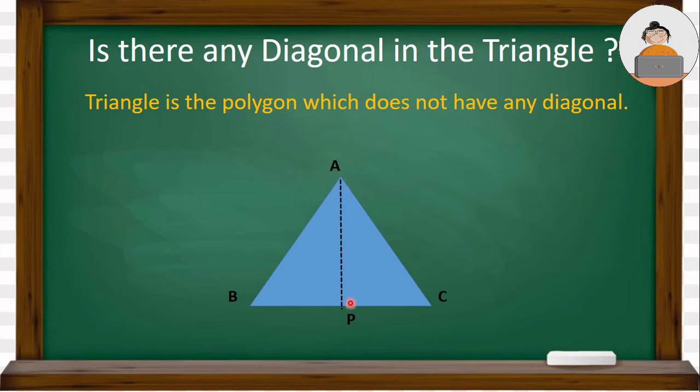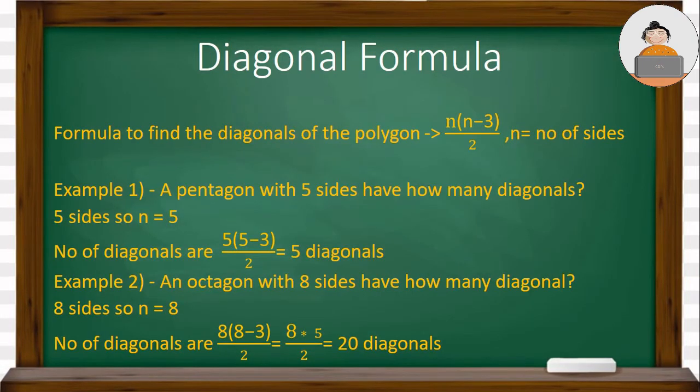Hence, we can conclude that triangle doesn't have any diagonal. So the next topic which we are going to see is the formula to calculate the number of diagonals of n-gon, or in general we have the formula for the diagonals of the polygon.